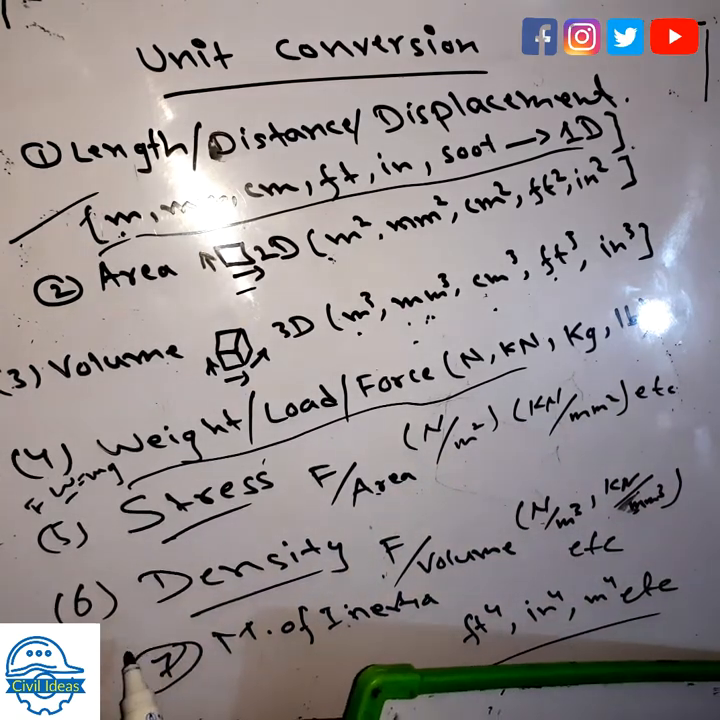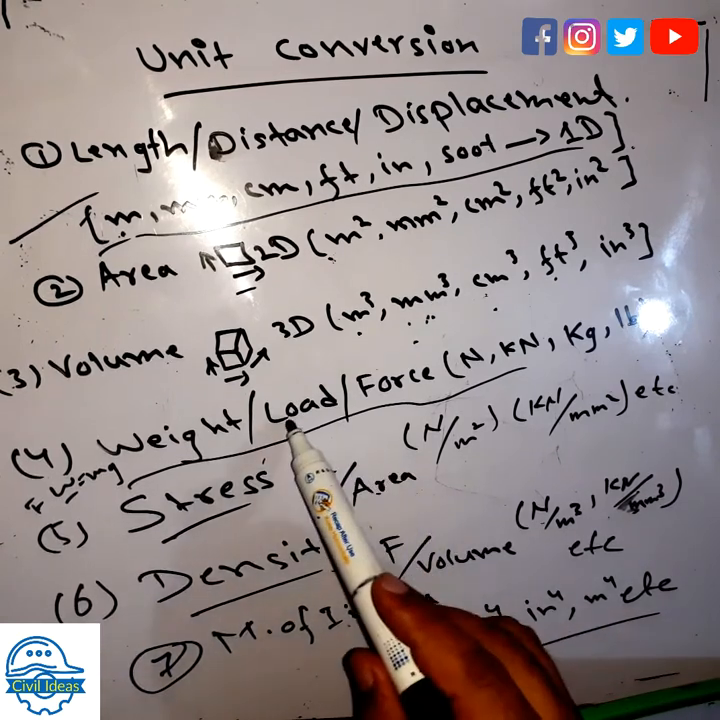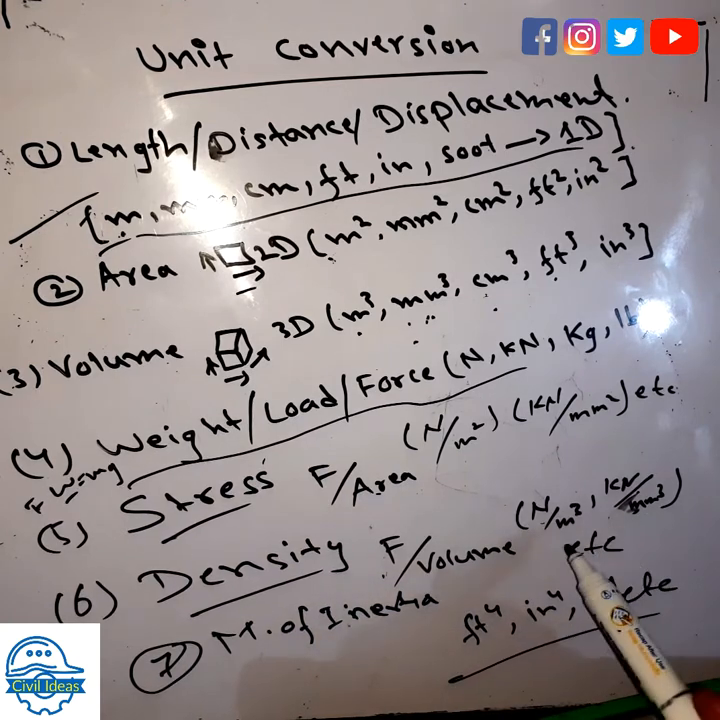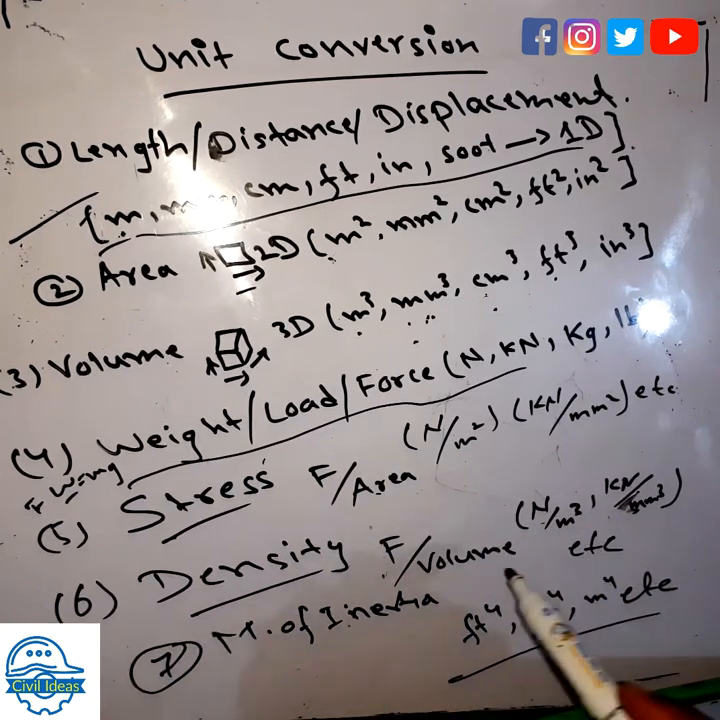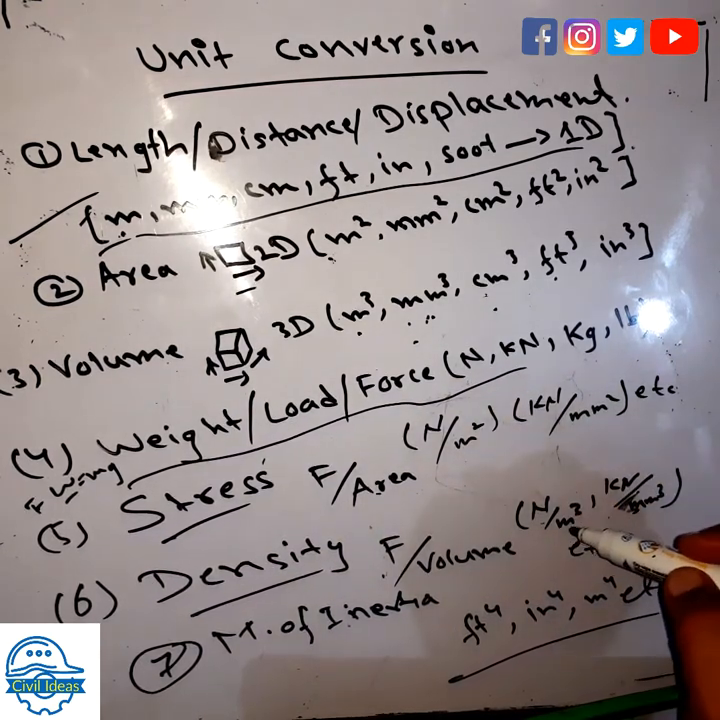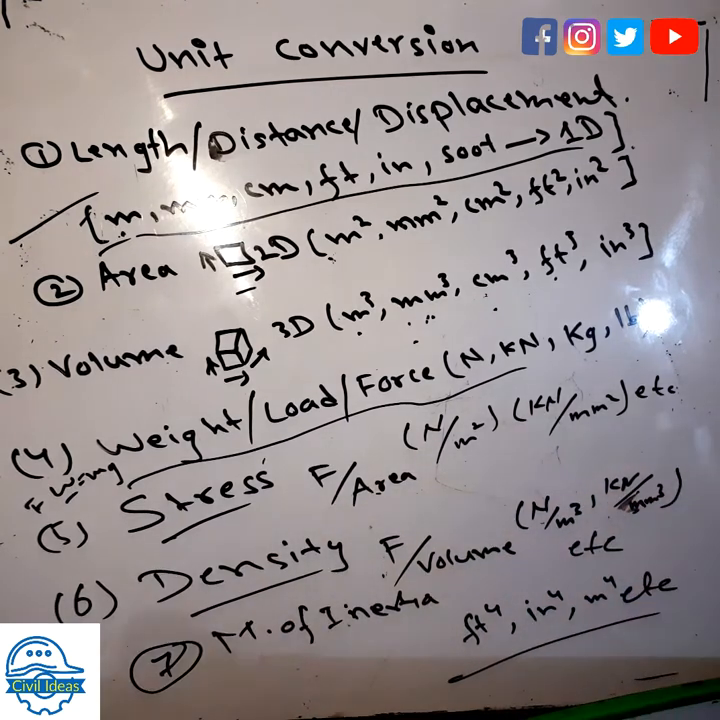And the sixth one is the density. For density, you divide this load by the volume. So this is the density, okay? Newton per cubic meter, kilonewton per cubic meter. Now we will discuss how we can convert, like from Newton to kilonewton, okay? And megapascal, all these things.